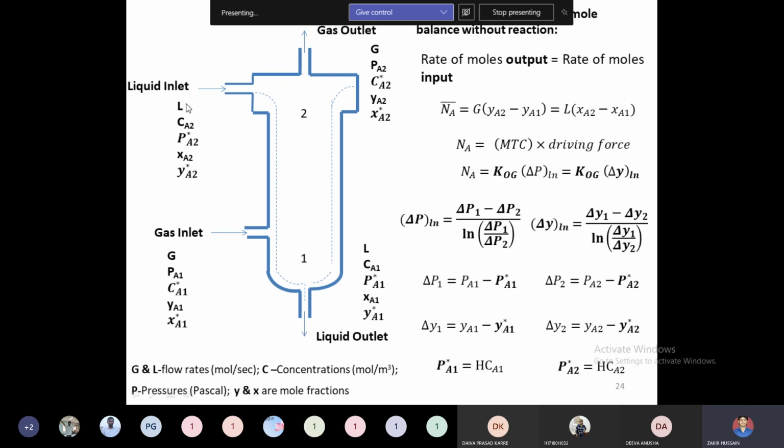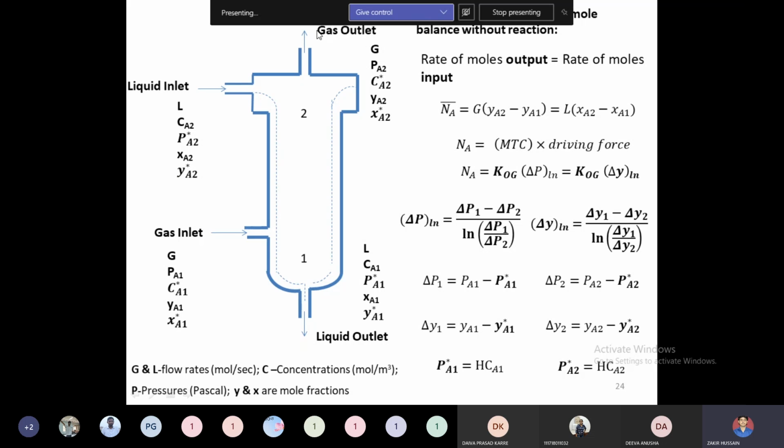Liquid is entering at point 2 with a concentration Ca2, whose equilibrium partial pressure will be Pa2 star. So from Henry's law, we can write that Pa2 star is equal to H into Ca2. Then the equilibrium mole fraction in the gas phase can be expressed as Ya2 star.